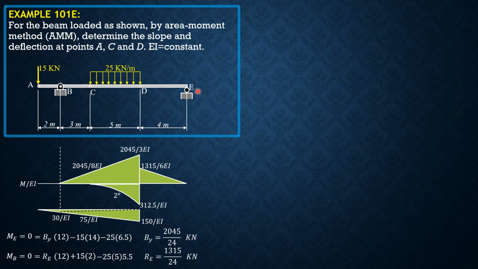So let's compute the deviation of E relative to the tangent at B. It is 0.5 of 8 times 2045 over 3 EI. The moment arm of the centroid of this triangle from E is 1/3 of 8 plus 4, or 8/3 plus 4. Then plus this area, 0.5 of 4 times 1315 over 6, moment arm 2/3 of 4 or 8/3.